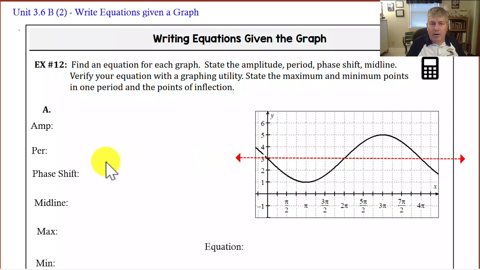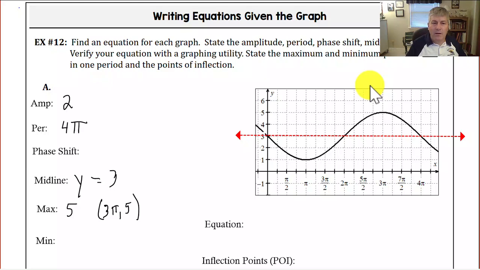So we can answer some of our questions. Our midline, it appears that that's at y equals 3. We've got an amplitude of 2, and our period is 4 pi. Our maximum value is at 3 pi, 5. And our minimum value is at pi, 1.